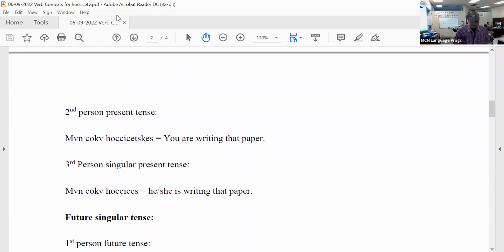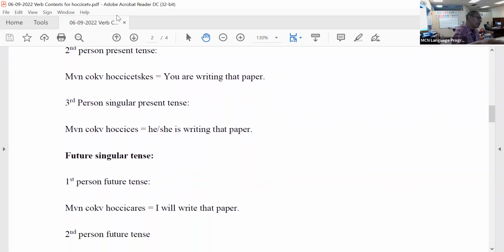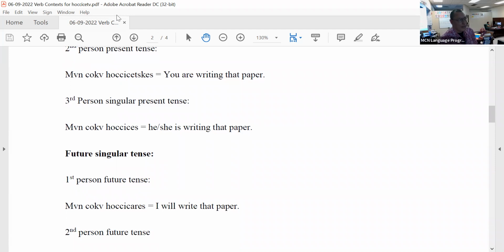If you are writing that paper, remember that ETV has got to be dropped and the etskis has got to be put on the end. It's Toga hotejiskis. You are writing that paper. And third person present tense, he, she is writing that paper. Once again, it's Toga hotejis.